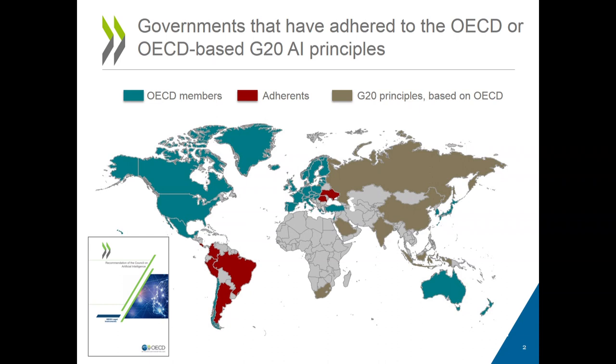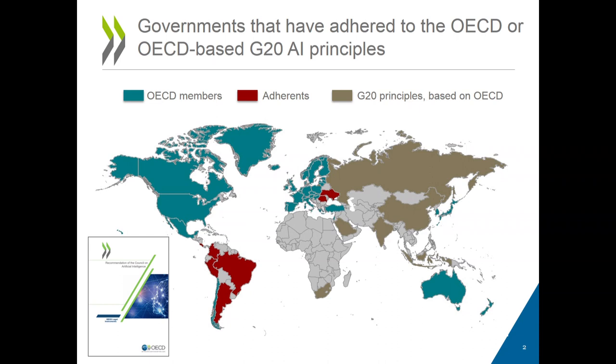It is true, in May this year, the OECD countries adopted them, along with six other countries, five of them from Latin America, including Brazil and Argentina. But then in June, something very successful happened for these principles, because the G20 came up in Japan with their own set of AI principles, the G20 AI principles. And if you look at them and compare them with the OECD principles, word by word, they're the same.